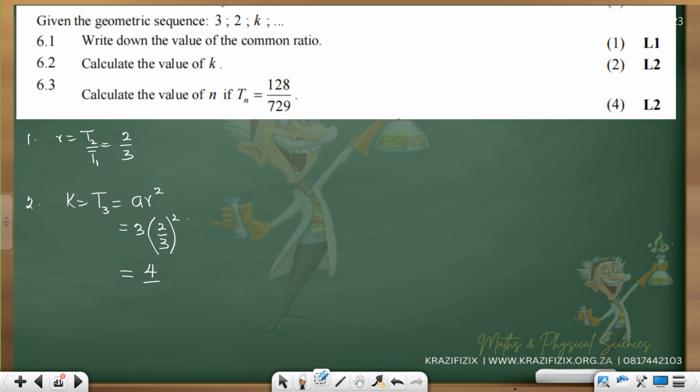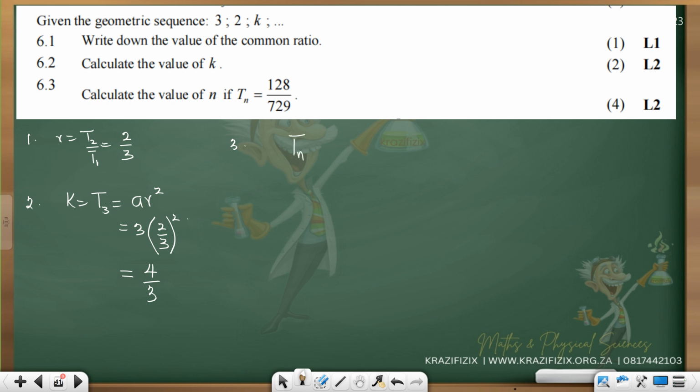Oh yeah, 4 over 9, and then we have a 3 there, 4 over 3. Because we keep multiplying each by 2 over 3. Are we good, everybody? Same page? And then the last one, calculate the value of n.